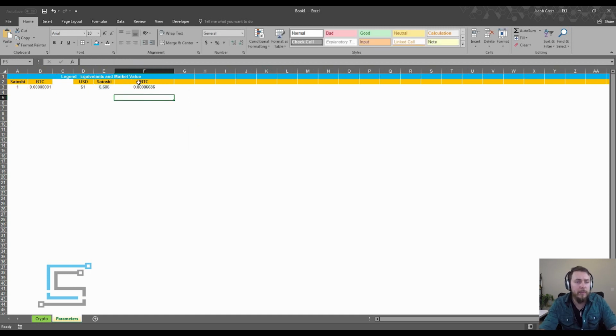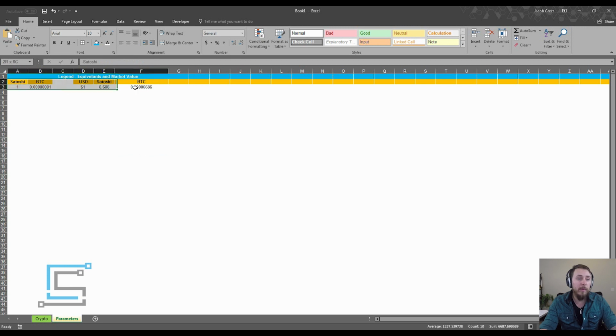In order to get the Bitcoin equivalent of 1 USD dollar, all you're going to do is take your dollar equivalent of Satoshi, which is right here, 6,686, and times that by the Bitcoin equivalent of Satoshi, which is right here. So technically, $1 equals 6,686 Satoshi, or equals 0.00006686 Bitcoin. That is what you would get for $1 in Bitcoin.